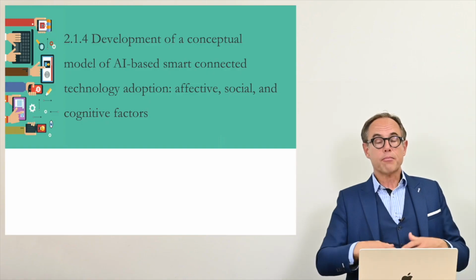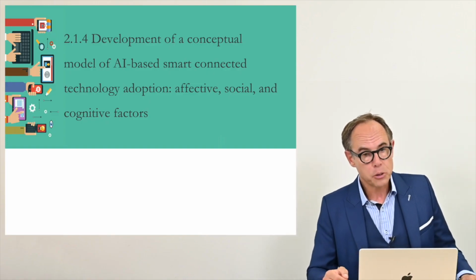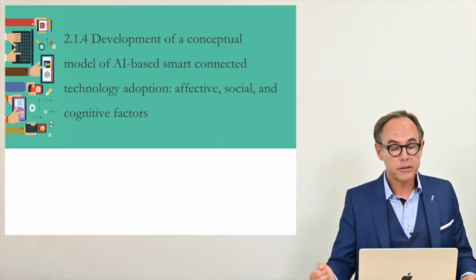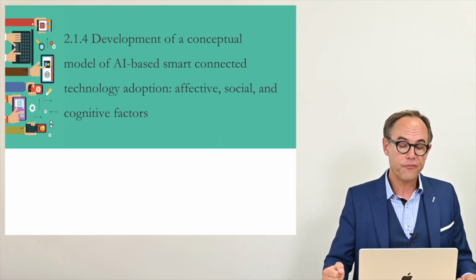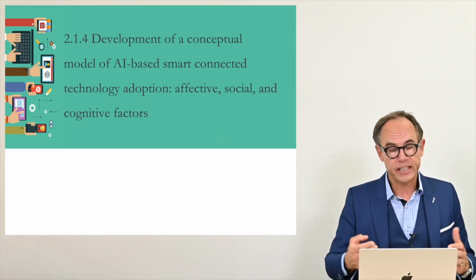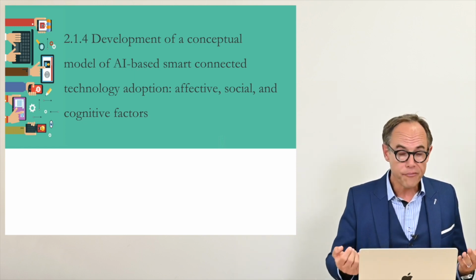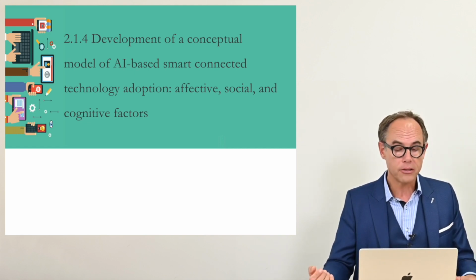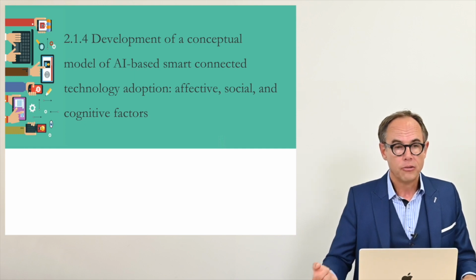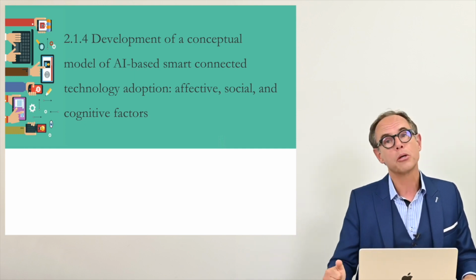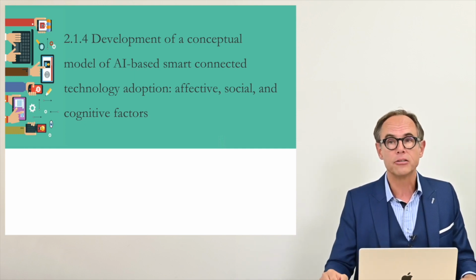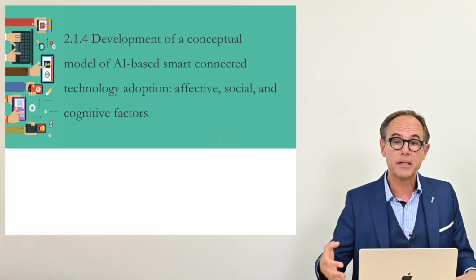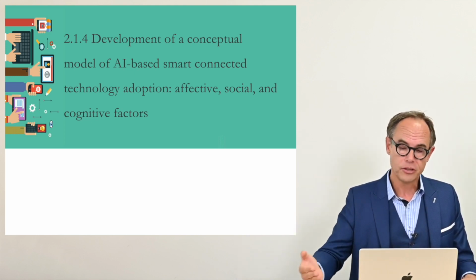So once we have established our theoretical managerial contribution, we start to do a literature review in order to find the relevant variables for the phenomenon, in our case technology adoption, which are affective, social, and cognitive factors. To do that, we first of all do a literature review, as we have seen for the smart homes. This was an example, but you have to do that for your research.